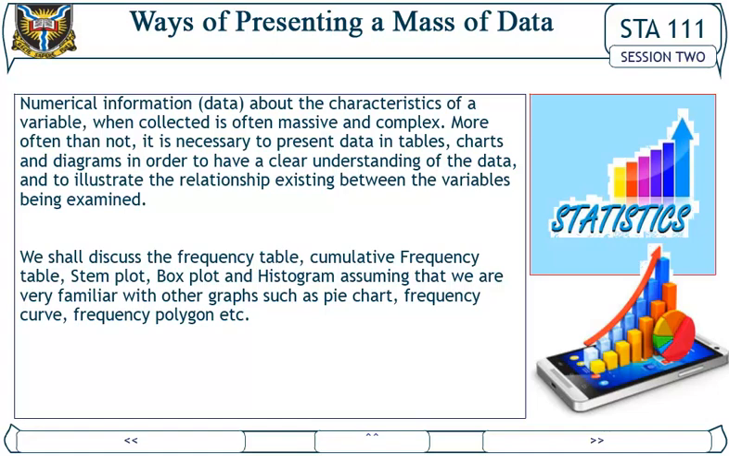Ways of presenting a mass of data. Numerical information, or data about the characteristics of a variable, when collected is often massive and complex. More often than not, it is necessary to present data in tables, charts, and diagrams in order to have a clear understanding of the data and to illustrate the relationship existing between the variables being examined.